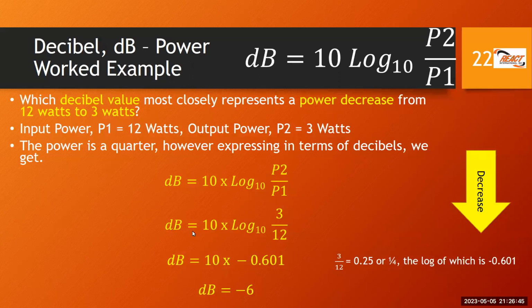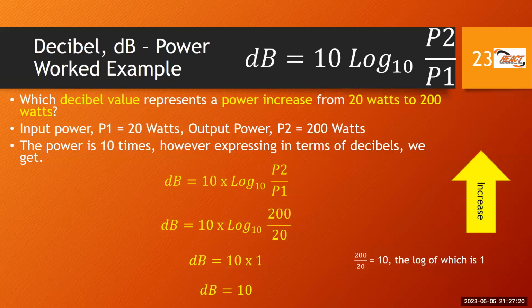Right, so back to our equation. When we do the log of 3 over 12, we get negative 0.601. Again, apologies for not putting in the bracket, right? This is 10 multiplied by negative 0.601. When we multiply that out, we get approximately 6. Not just 6, because it's negative 0.601, we end up with negative 6 as the answer. So it's negative 6 dB is the answer to this question.